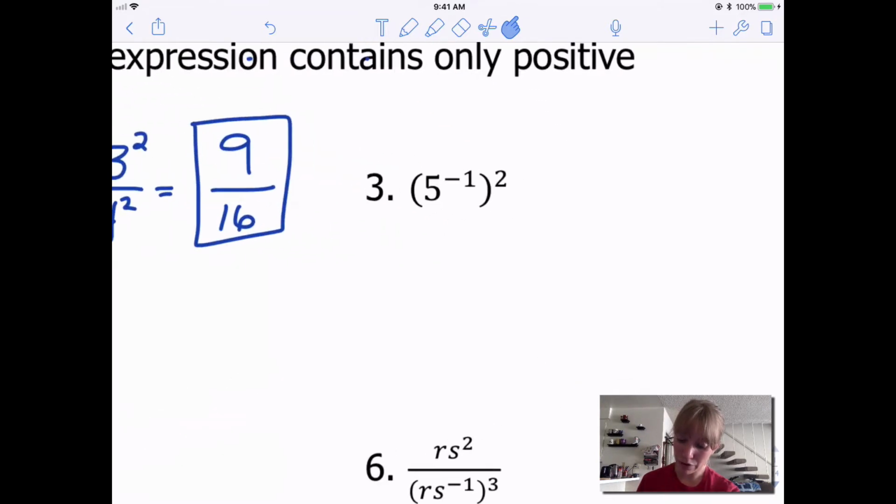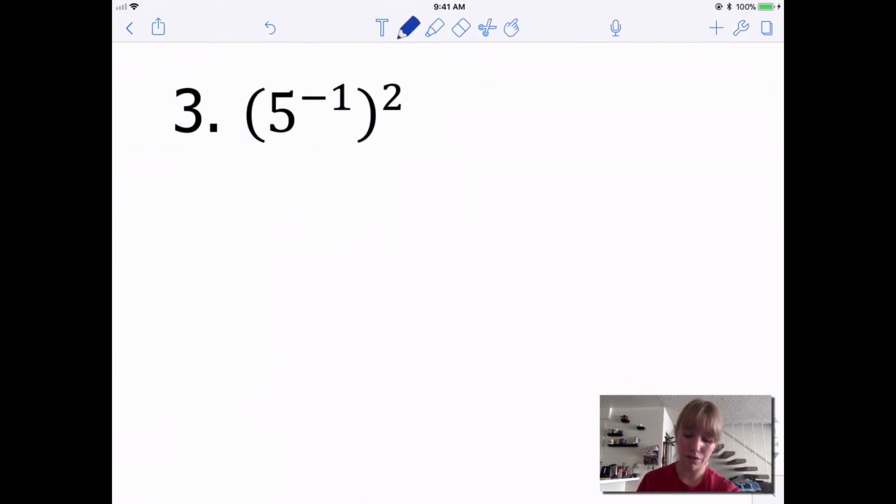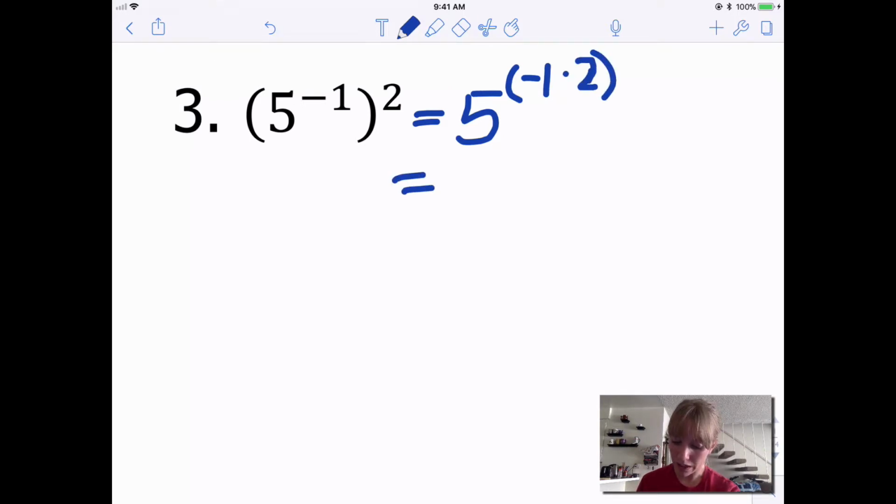The next one, number 3, is going to actually be a couple steps. The first thing I notice is that I have one base and I have a power raised to a power. So that's power of a power property. I keep my base and I multiply my two powers. -1 times 2. We know that -1 times 2 is -2.